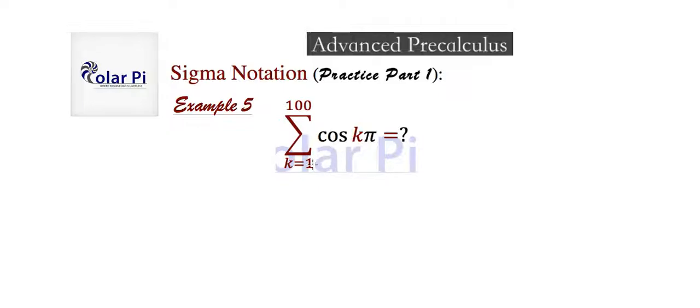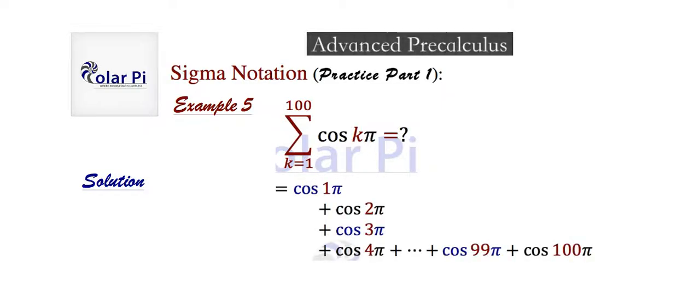Okay, so the sum from k equals 1 to 100 of cosine of k pi is what we have to do here. We start with cosine of 1 pi, and then we go plus cosine of 2 pi, and then plus all the way to cosine of 100 pi. That's 100 things that we have to add. And so hopefully there are some conveniences.